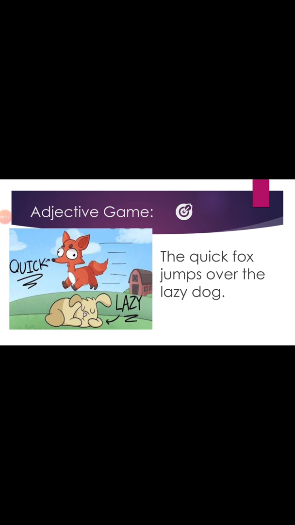Here is another one. The quick fox jumps over the lazy dog. Here are two adjectives that are describing two different nouns. Can you collect the adjectives? Well, quick and lazy are the adjectives. Quick is describing fox. Quick is another word for fast, while lazy is describing a dog. Quick and lazy are adjectives. They are describing two different nouns that are fox and dog.